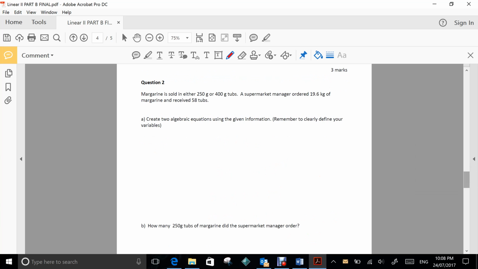Beautiful. The setting up of the equations is half the trick for these. The equations actually solved will be relatively easy. So margarine is sold either in 250 gram or 400 gram tubs. The supermarket manager orders 19.6 kilograms of margarine and receives 58 tubs. Two equations. Okay, so let's call the 250 gram tub the little tub, and we'll call the 400 gram tubs the big tubs. So these are the number of littles, and these are the number of bigs. That we receive 58 tubs in total means the number of little tubs plus the number of big tubs is 58.